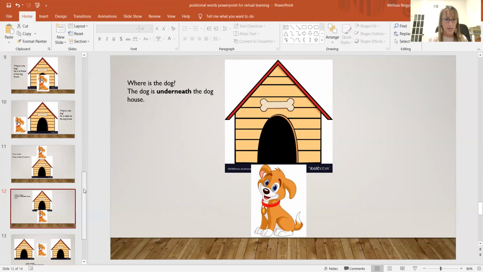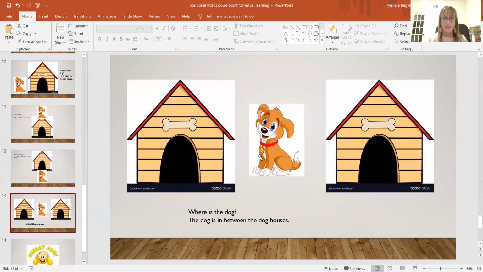Very good. And then our last little question here is, where is the dog? And this is something we just talked about with the troll and the bridges. We have one doghouse over here and one doghouse over here, and then the dog is in the middle. So what can we say? Where is the dog? The dog is in between the doghouses. Very good. He's in the middle. He's in between the doghouses. Awesome. And that is our positional words.